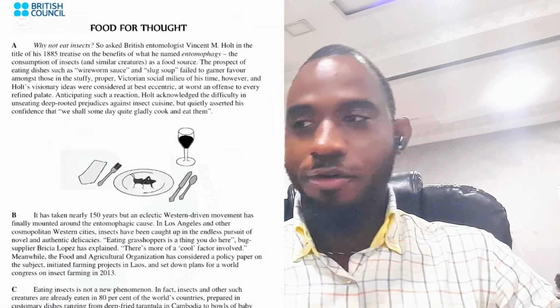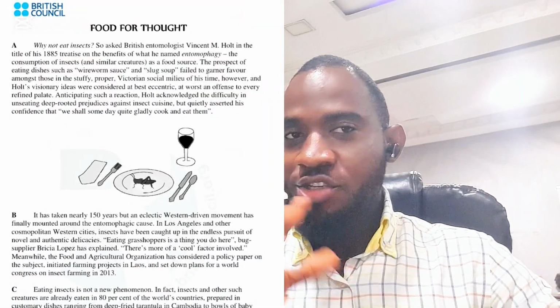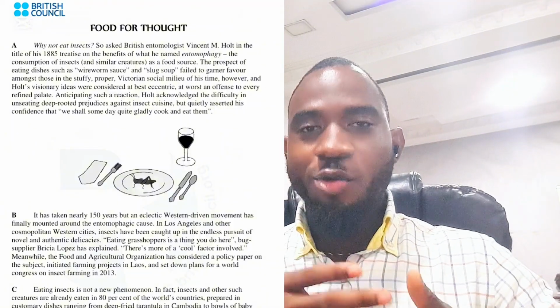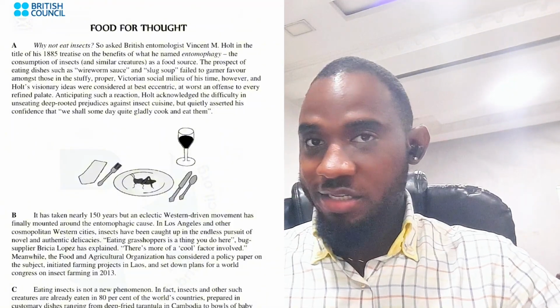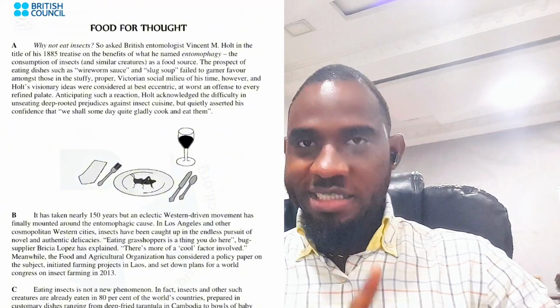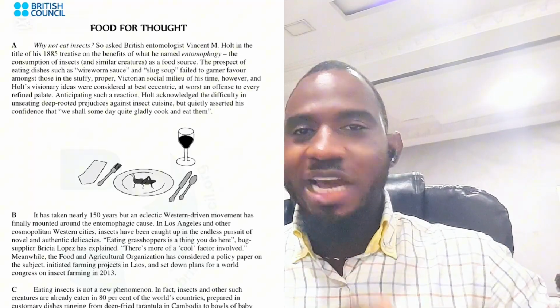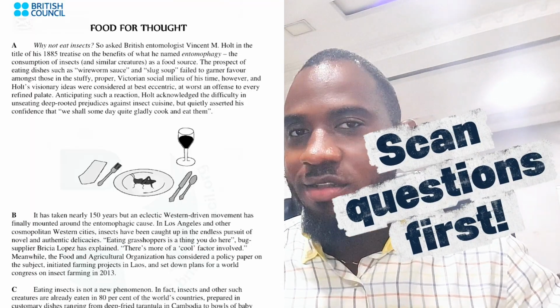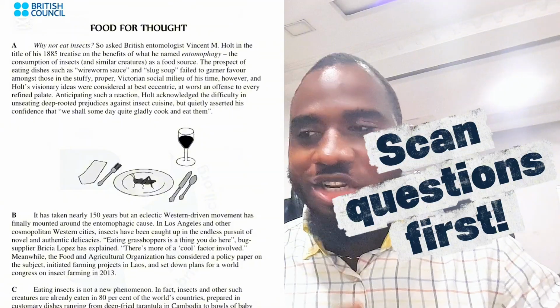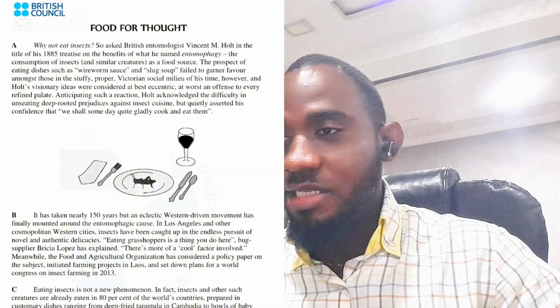Now, the passage I have with me here, titled Food for Thought, is important for me to emphasize at this point that you should expect 2 to 3 question types based on the same passage, right? Which means that you have to look at the questions first. Don't be in too much of a hurry and just start reading the passage and trying to match up to the respective headings. That could be counterproductive.